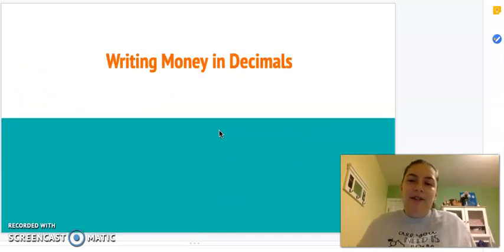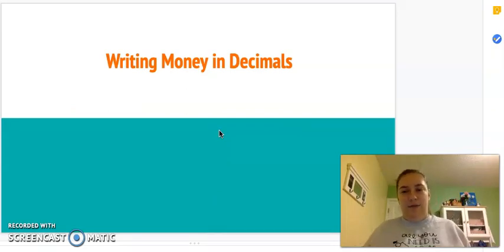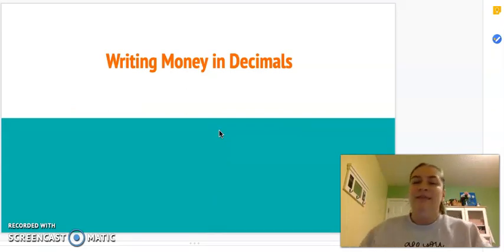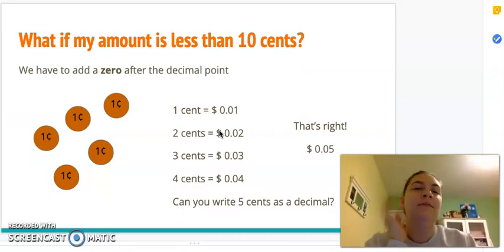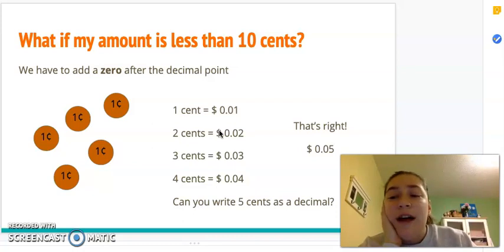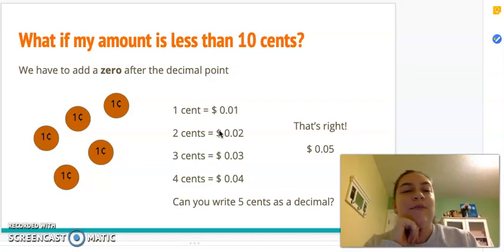Okay, the last thing we're going to do is writing money in decimals. Yay, decimals! So what if my amount is less than 10 cents? Miss Minton, what if I only have 1 cent? How do I write that? Well, I will tell you. You just have to add a 0 after the decimal point.